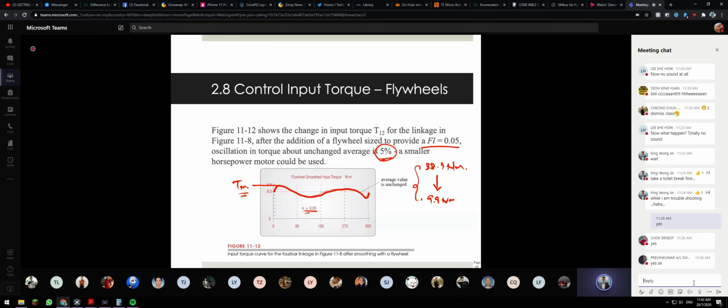But there is always a problem with inserting the flywheels. As I mentioned, it is the width and the size, right? So the flywheels will increase the size of your system, right?